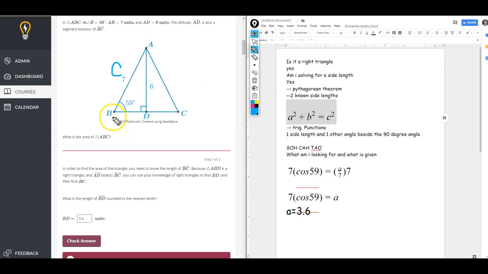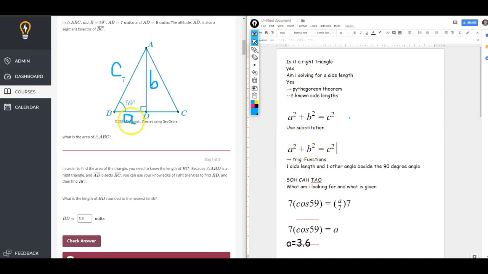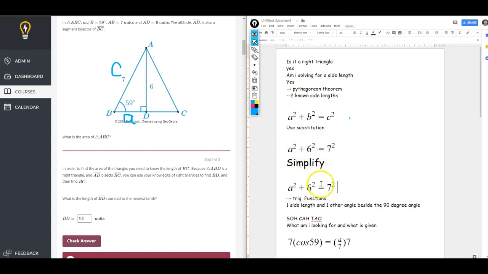A and b are just the side lengths, so this could be b and this could be a, or vice versa. I will keep this as a since I used that and I'm wanting to keep it clear. So we would use substitution, and a squared, I don't know what little a is because that's what I'm looking for. B is the value of 6, so we do know that b is 6 and c is the value of 7. So then we would simplify, and so we would have this.